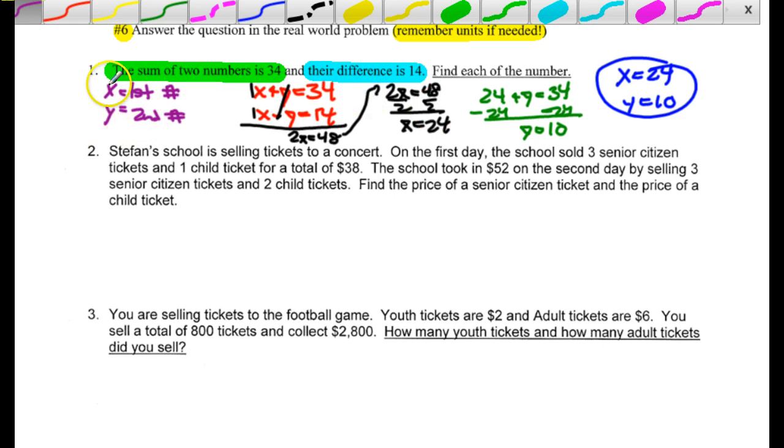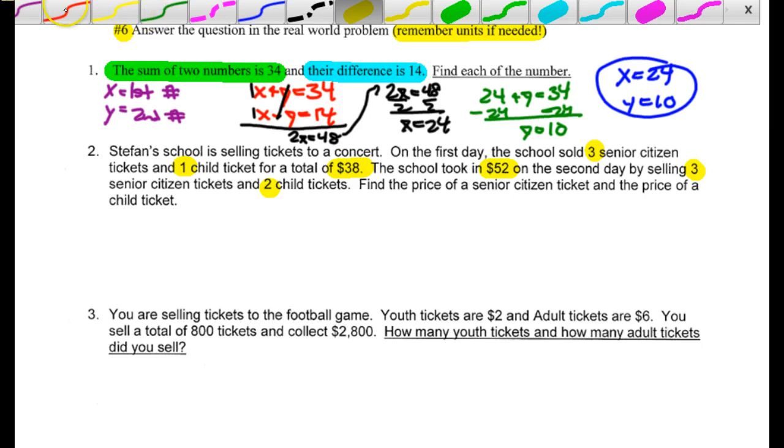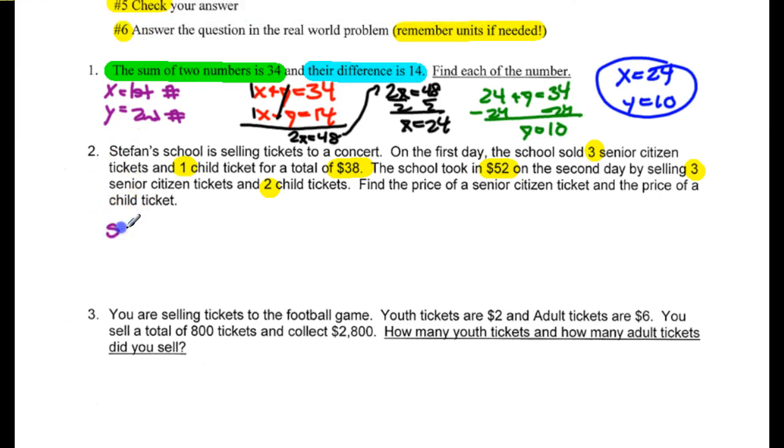So now, X and Y might be confusing. What are we talking about here? Once again, let's get all these important numbers. 3, 1, 38, that's important. 3, 2, 52. I need all these numbers, right? What are these numbers talking about? 3 senior citizen tickets, 1 child ticket. I'm talking about tickets. So to label them, it might help to say S for senior citizen tickets, and C for child tickets. That way I know the difference between the 2 tickets I'm talking about. So I'm going to use S for senior citizen tickets, C for child tickets.